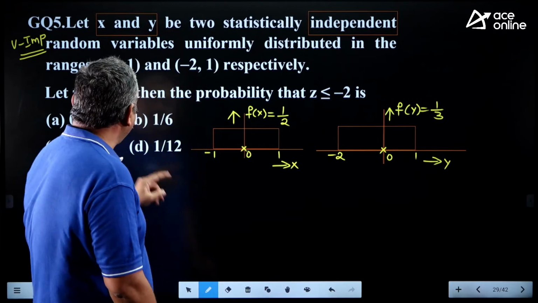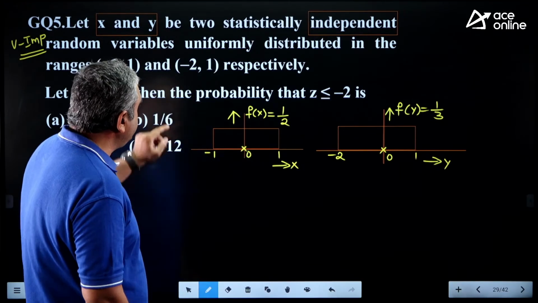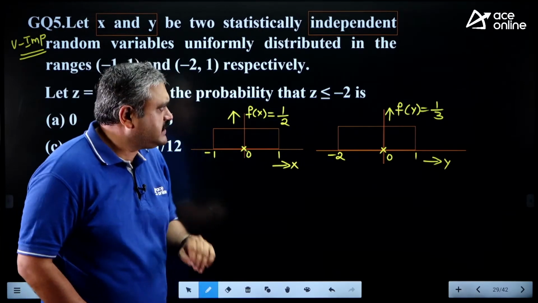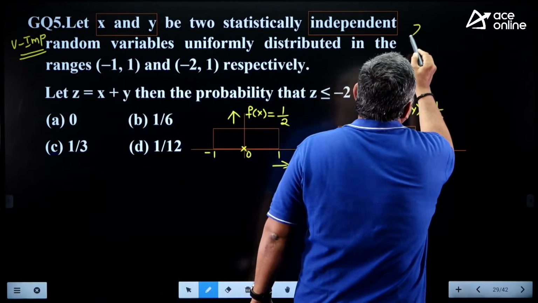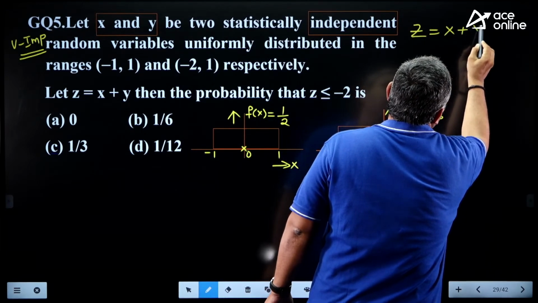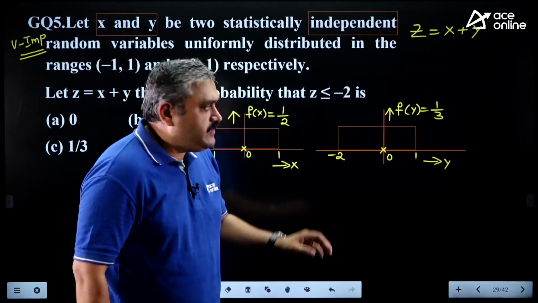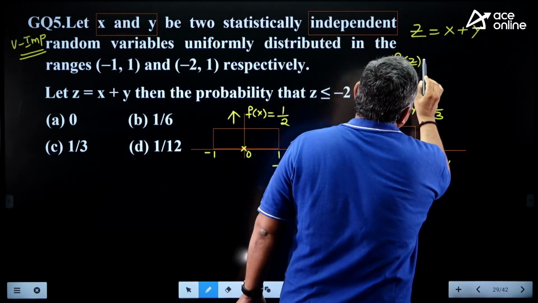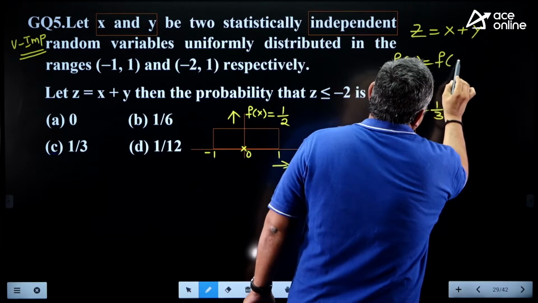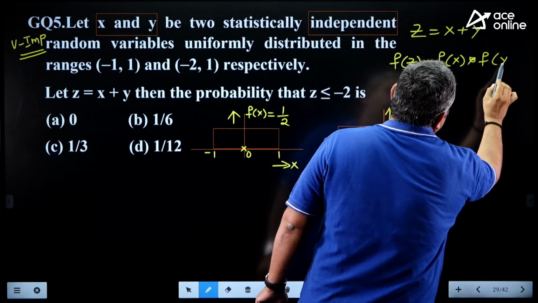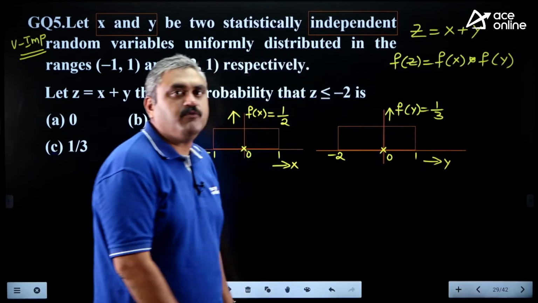Okay, now what is he saying? If Z is equal to X plus Y, what is the probability that Z is less than or equal to -2? Very, very important concept. Whenever you are taking addition or subtraction of random variables, the density function of the resulting random variable will always be the convolution of the probability density functions. This is the concept involved.